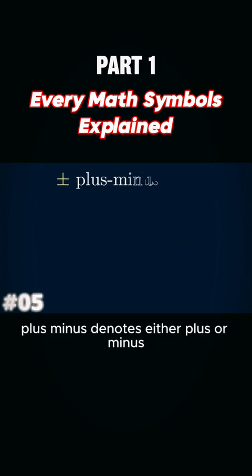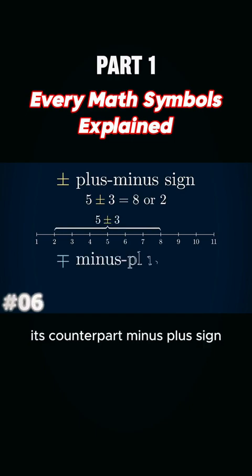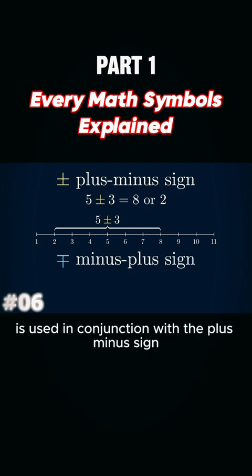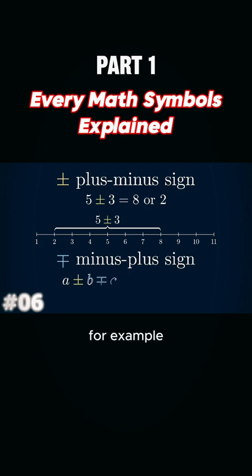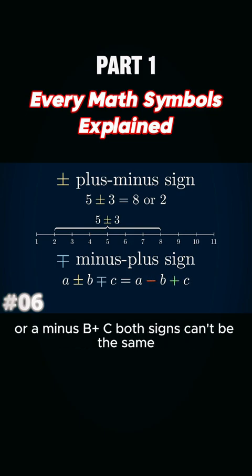It can sometimes be written as a slash. Plus minus denotes either plus or minus. Sometimes it can also be used to denote a range of values. Its counterpart, minus plus sign, is used in conjunction with the plus minus sign. It denotes the opposite sign of plus minus. For example, this expression means that it's either a plus b minus c or a minus b plus c. Both signs can't be the same.